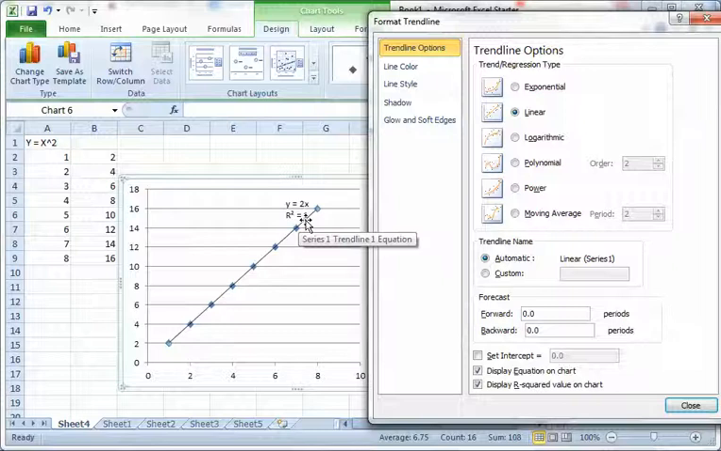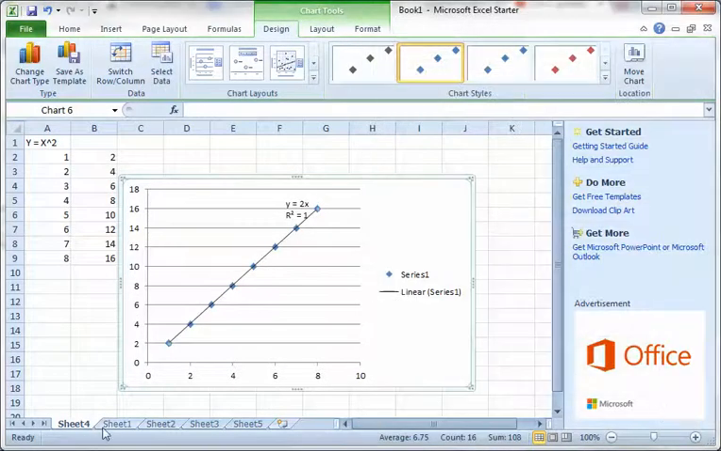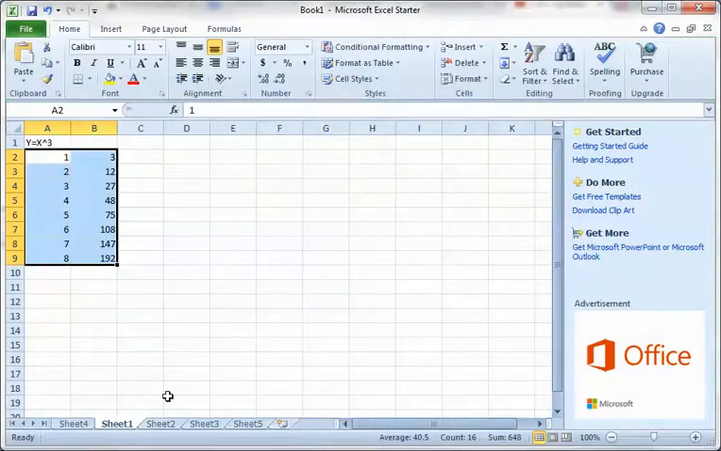So for y is equal to x squared, the equation that specifies the slope at any given point is y is equal to 2x. Let's go take a look at y is equal to x cubed.